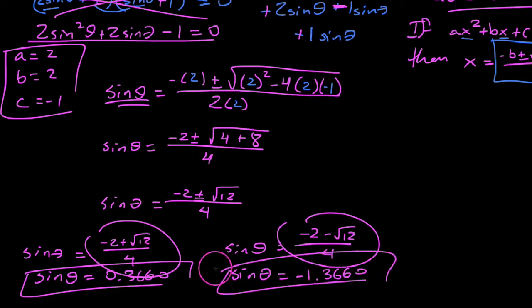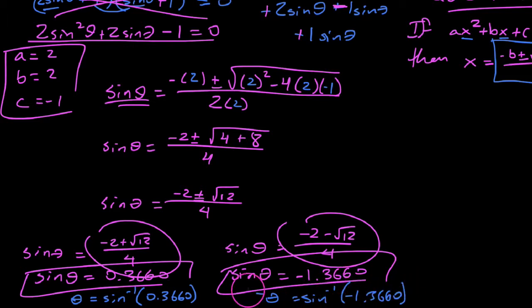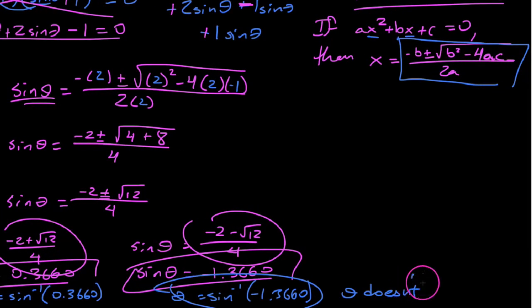So here's what we need to do now. We're going to do sine inverse of both sides of this. Kind of a simple thing to do. We say theta equals sine inverse of 0.3660, and theta equals sine inverse of negative 1.3660. The first one I want to point out is this one right here. We say theta doesn't exist. And the reason why, again, as we said, the biggest sine or cosine can ever get is positive 1, and negative 1 is the smallest it could ever be. This has gone below negative 1, so this isn't going to work for this one.